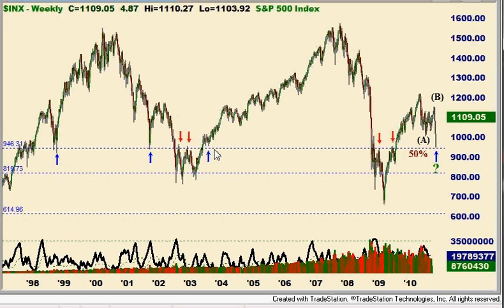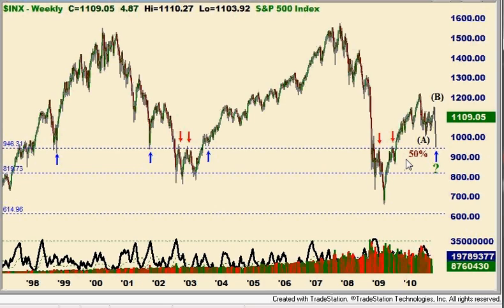Back on the decline, the 08, 09 bottom, you can see here we had a series of tests of that area from below, which failed, and then obviously we surged through there. That area again, 940, 950. That's also a 50% retracement of the entire move off of the 2009 lows.